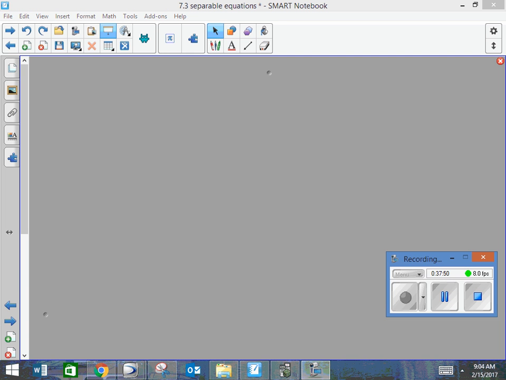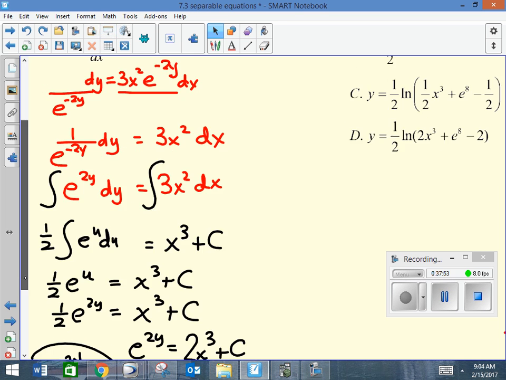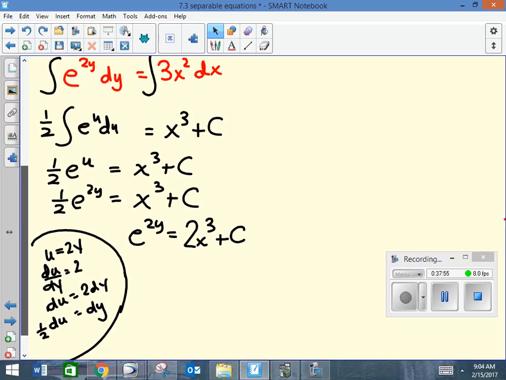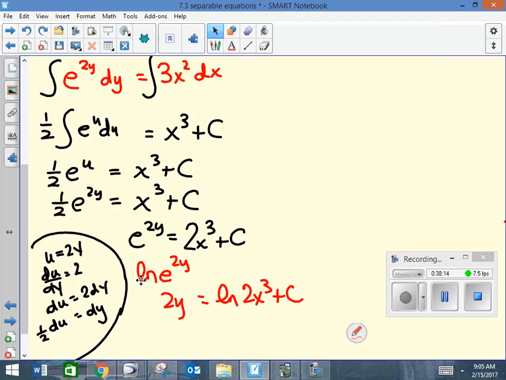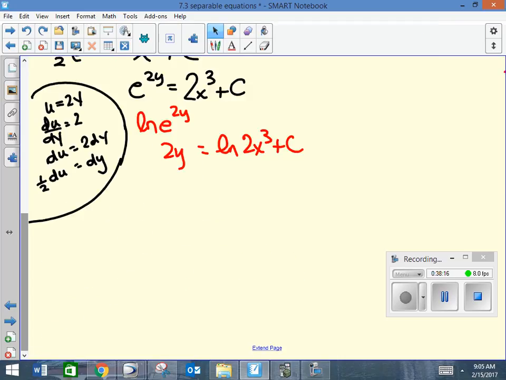You got it. I went to here and then I was like, I'm going to stop just because this is different. So what did you do to get the 2y down below? ln of both sides. Okay, so ln of e to the 2y becomes 2y equals ln of 2x cubed plus c. Okay, now I saw some of you are putting absolute value bars. Is that necessary? No. But it should be necessary to do that. Okay? And then you divide by 2.